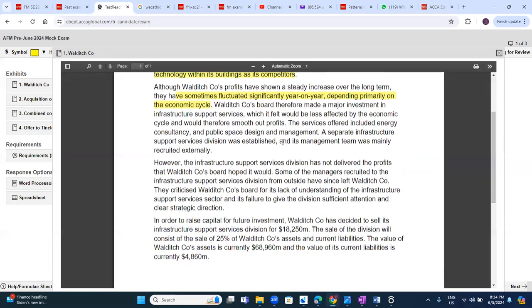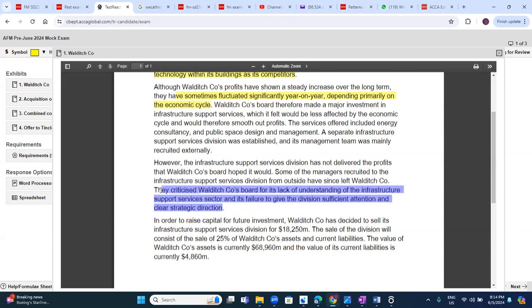However, the infrastructure sports service division has not delivered the profit that W Company board hoped it would. So technically, it's a failure. Some of the managers recruited to the infrastructure sports service division from outside have since left W Company. They criticized W Company board for its lack of understanding of the infrastructure sports service division and its failure to give the division sufficient attention and clear strategic direction.